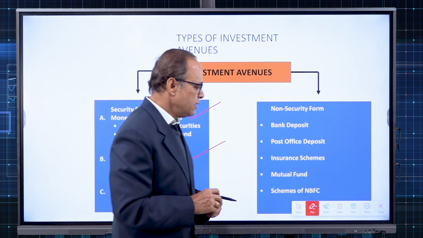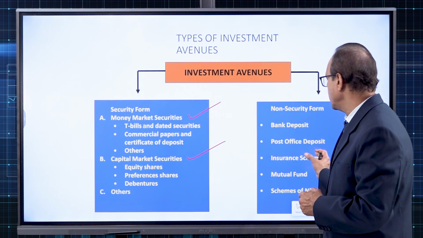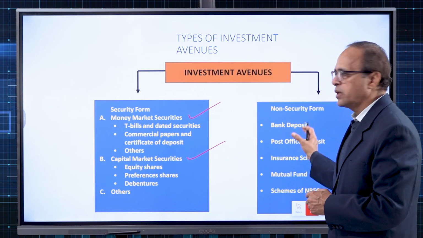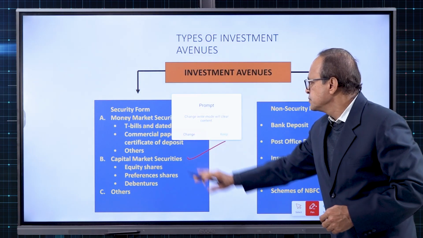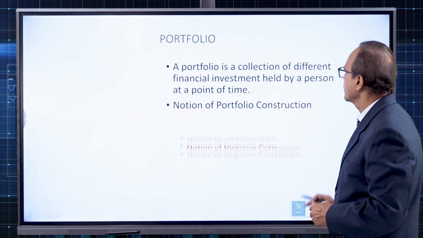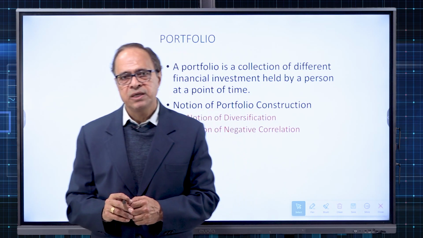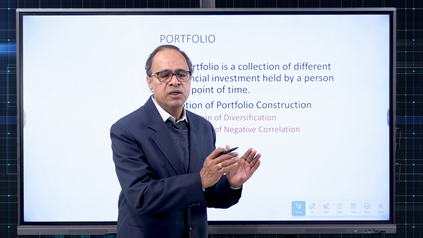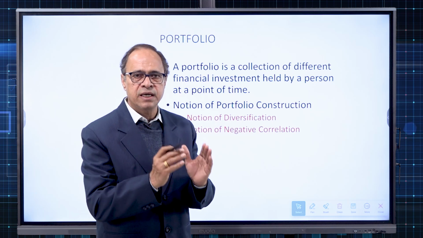So this is the way we can visualize different investment avenues, either non-security form or security form, that is negotiable and non-negotiable in nature. So those were the orientation about investment avenues. It means the avenues where you can invest your money to have some gain in future. Gain is never guaranteed, remember.